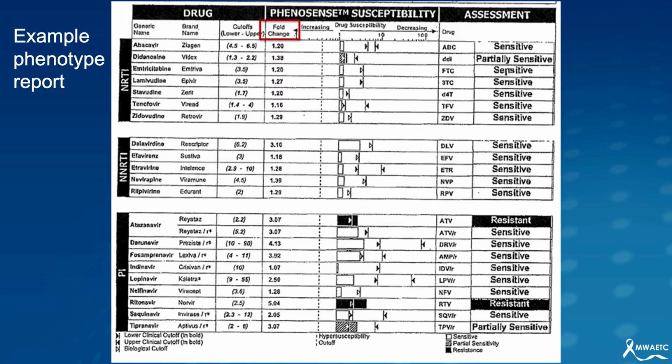So that's a genotype. Here's a phenotype report. On the far left column, you can see the drugs. And then you can see a column next to that of cutoffs. These are basically cutoffs where a fold change above this range indicates resistance. And you can see here the fold change. So again, this is the ratio of concentration of drug it took to suppress the patient's virus versus wild type. Above 1 indicates resistance. And you can see if it's above the cutoff, let's take a drug like atazanavir, then it is designated as resistant.